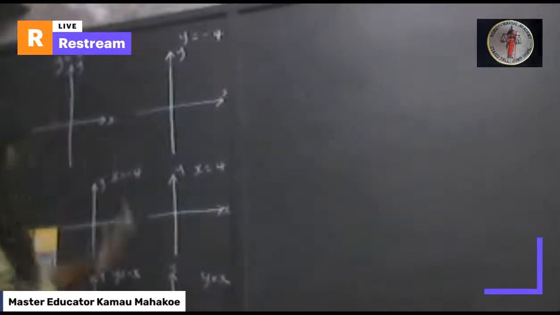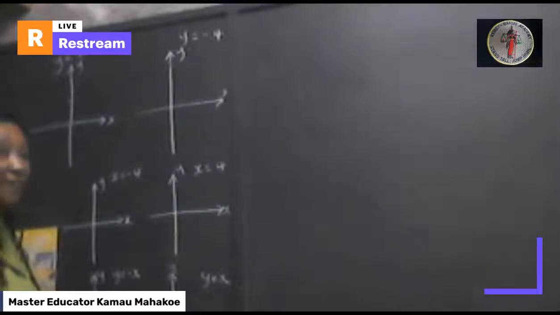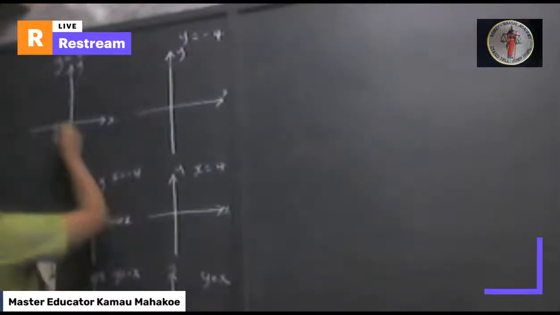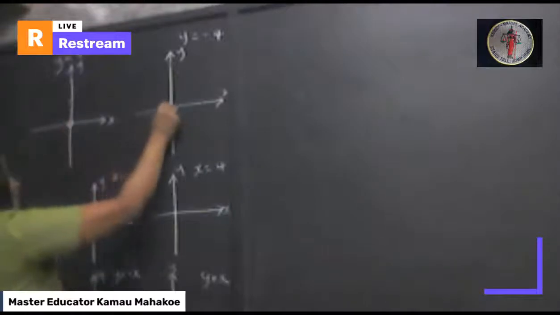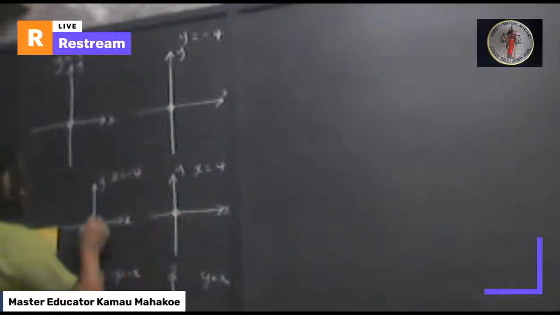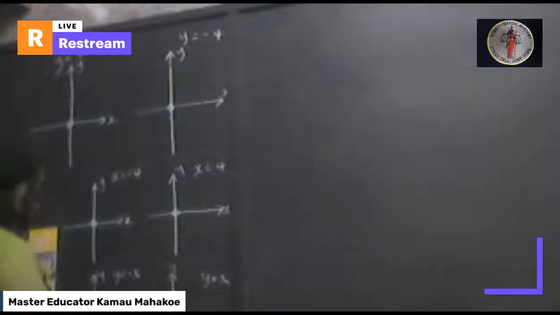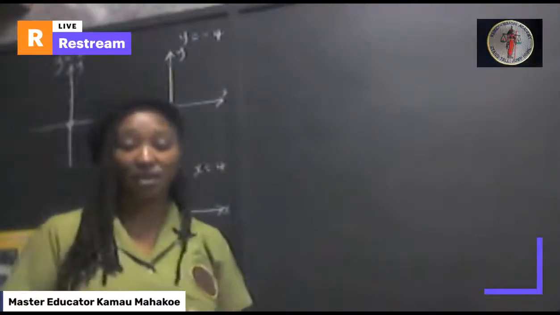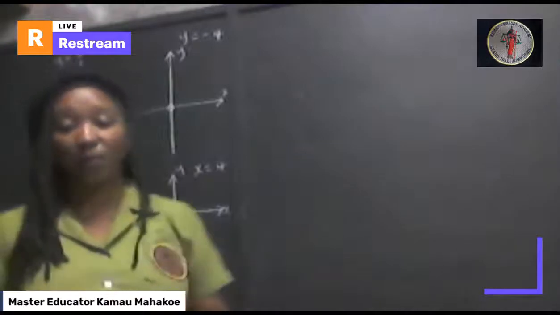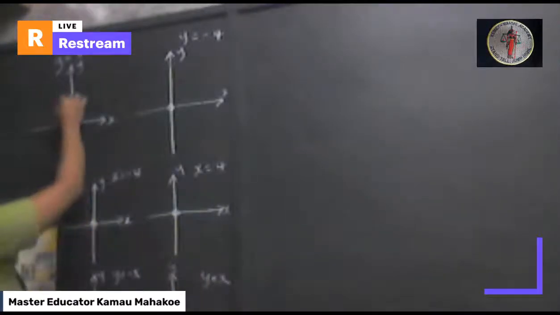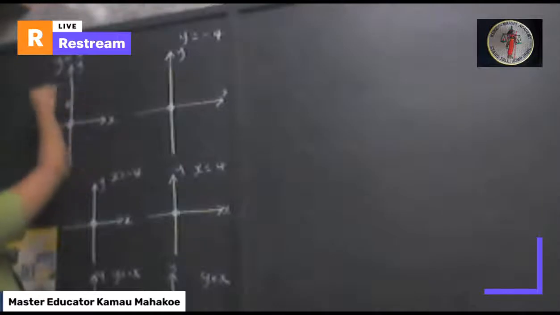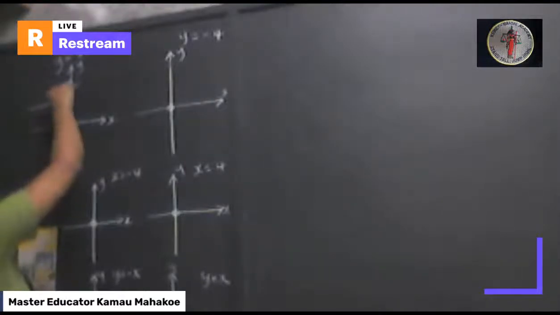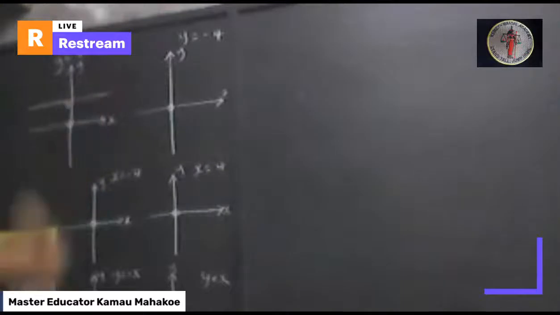So y equals 4. All you have to do is find where 4 is on the y-axis. So this is our origin here. Put in our origin 0, 0. So for the line y equals 4, whatever your scale is on your y-axis, just find where y is 4. So let's say 4 is here. It's going to be a straight line through the point 4.